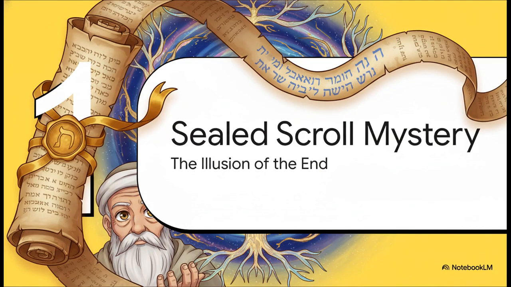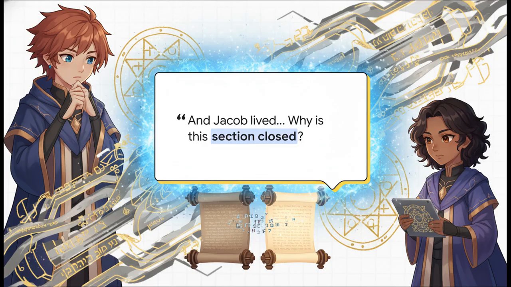All right, let's kick things off with Section 1, the sealed scroll mystery, the illusion of the end. Okay, so we're entering Jacob's final moments on Earth. This is a huge, pivotal transition for the tribes of Israel, right? And the text itself does something entirely unexpected.